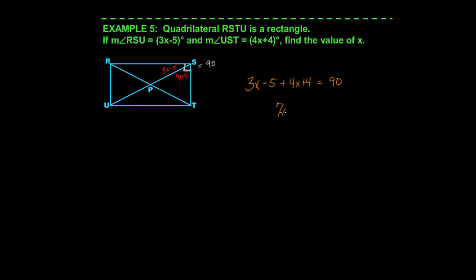Alright, 7x minus 1 equals 90. Plus 1, 7x equals 91. Divide by 7. x equals 13. What are we after? Find the value of x. Problem solved.